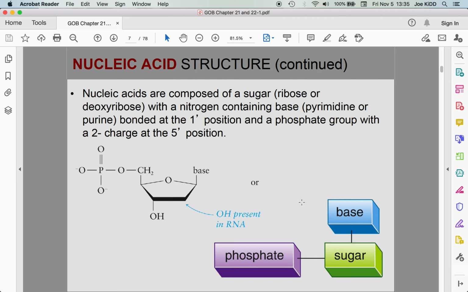The nucleic acids will have a sugar as part of them, either ribose or deoxyribose, and a nitrogen-containing base, either pyrimidine or purine, and in addition to that, the phosphate group. The nitrogen-containing base will be at the 1 position, and the phosphate group will be at the 5 position. So while it may look something like this, sometimes we represent it in a very simple box structure as we see here.